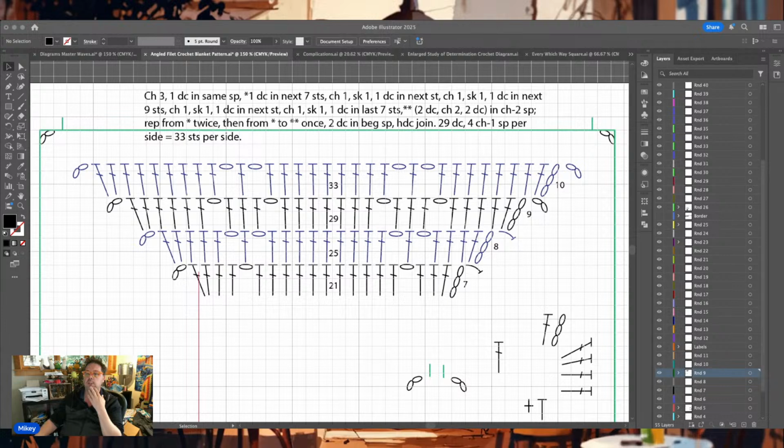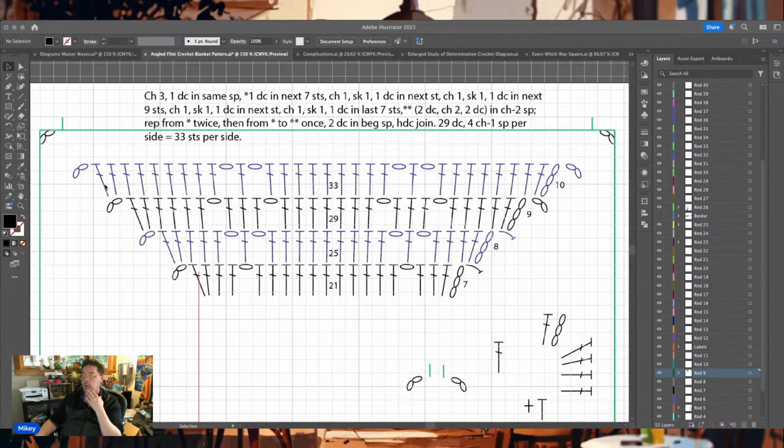So the written instructions would normally say last 7 stitches before the corner. No, it just says the last 7 stitches. So it would just say last 7. So it's written correctly. It's just the corner is called out separately. So it says 2 double crochet, chain 2, 2 double crochet in the chain 2 space. So what I think they're assuming is that the last 7 is going to take you right to the chain 2 space and is not including this corner.